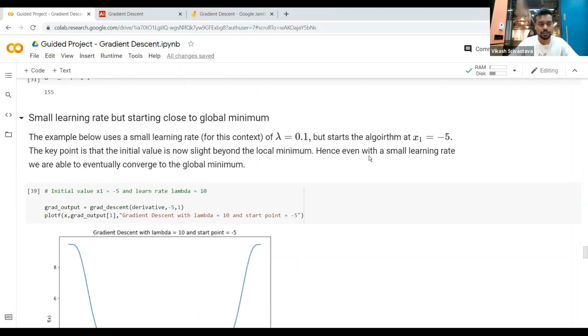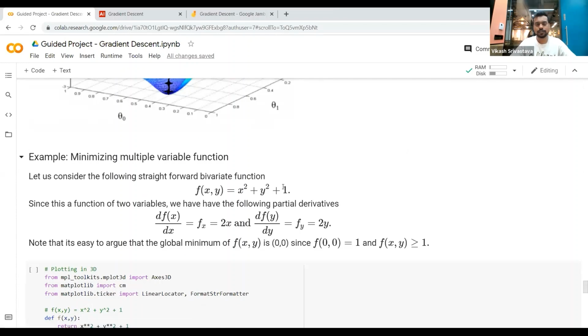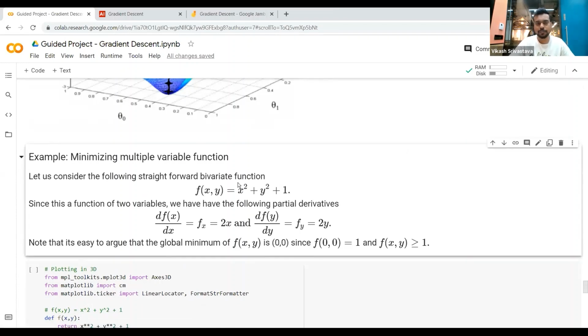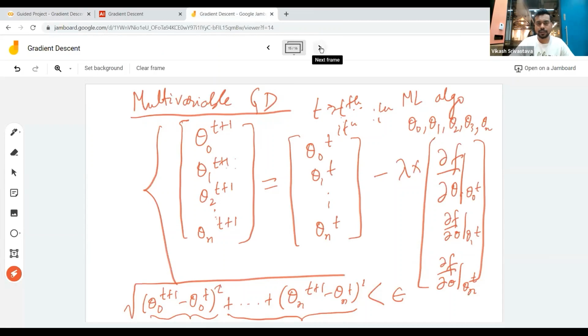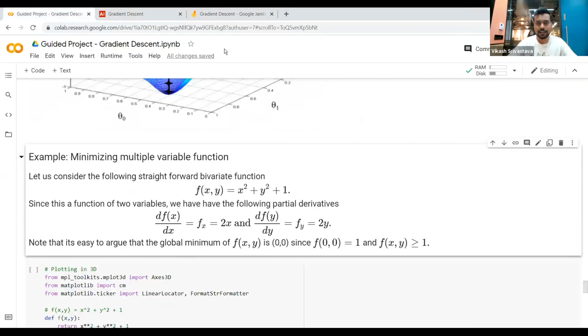Now let's look at finally how we can minimize a multiple variable equation at once. This is an equation in 2 variables. Let's move to the 16th frame here. I'll be sharing the PDFs with you, so you can go through the equations from there as well. Let's assume a function. I'll not use x or y because I don't want to confuse you, so I'll stick with the terms theta naught and theta 1. Let's say we have this equation: theta naught squared plus theta 1 squared plus 1.